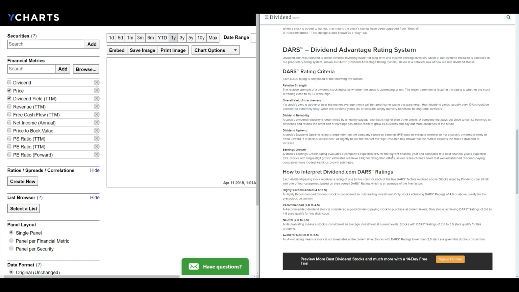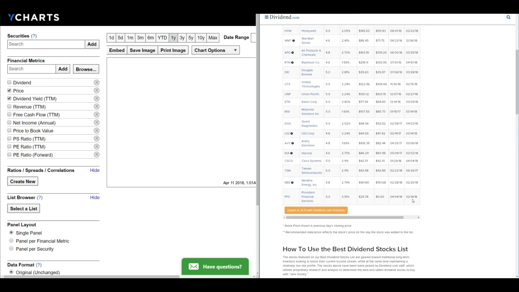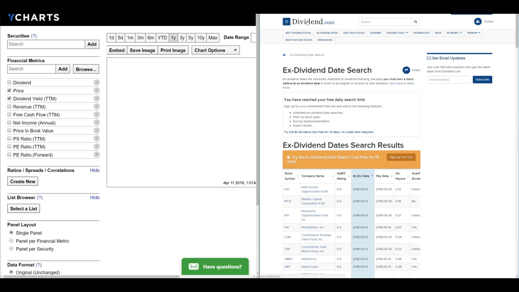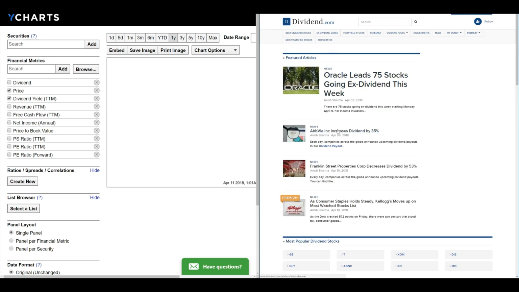Earnings growth basically evaluates the company's expected earnings per share for the financial year, and then based on that estimate, are they going to increase their dividend by 5%, 10%? AbbVie, for example, recently increased their dividend by, I believe, 30%. I believe it's on the cover here. AbbVie increases their dividend yield by 35%. AbbVie is a break off of Abbott.